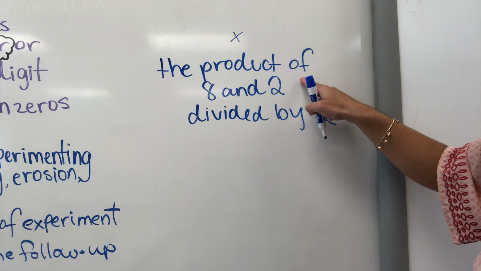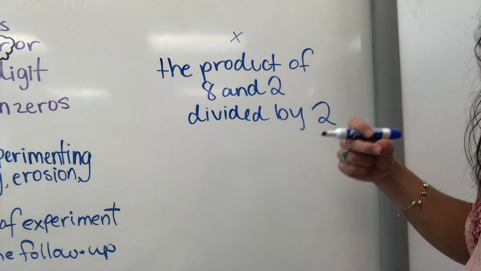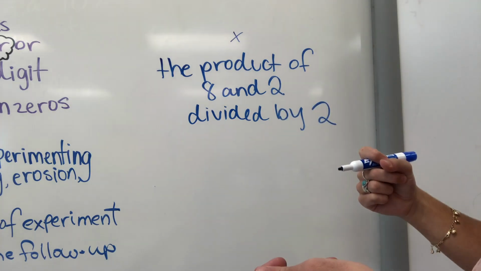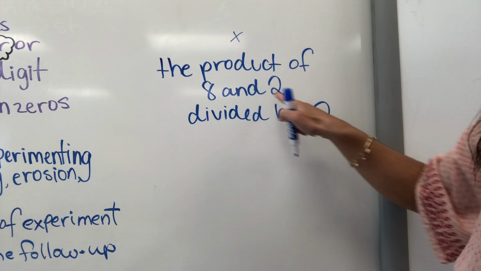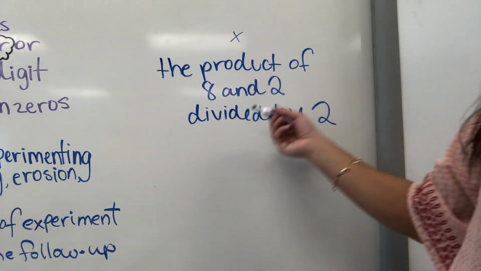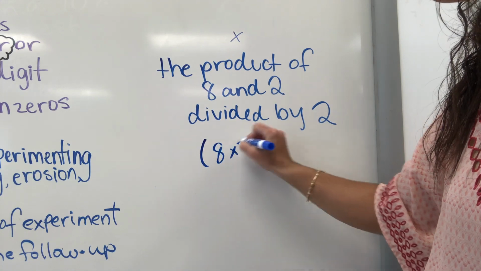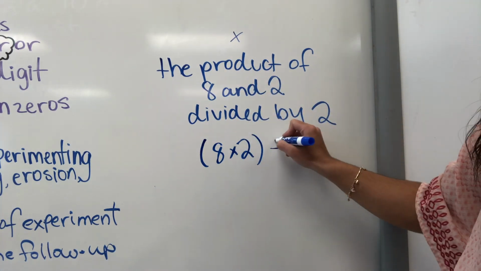Of, whenever I see the word of, I know that the numbers to follow are always going to go in parentheses. What that tells the person who might potentially solve this problem is that, okay, you do this first. They've got to be grouped together. So I need to group my 8 and my 2 and then divide it by 2. So what this would look like would be the product of 8 and 2. I get my multiplication symbol from the word product, divided by 2.